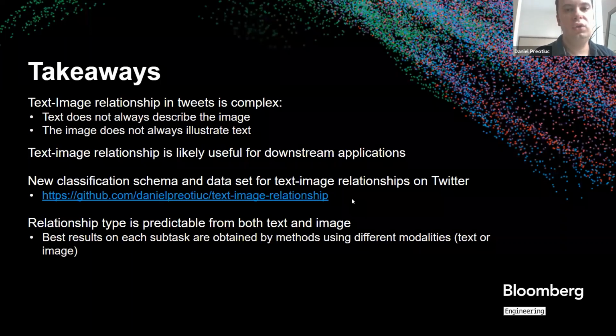So the takeaways from this section are that the text-image relationship in tweets is complex. The text doesn't always describe the image, and the image does not always illustrate the text. And it's likely useful for downstream applications. I mentioned large-scale training of image classifiers, and also the case we're using it for, which is a direct user-facing example. We have a new classification schema and data set for these relationships that's available online. And we saw some nice predictive results using both the text and the image content.